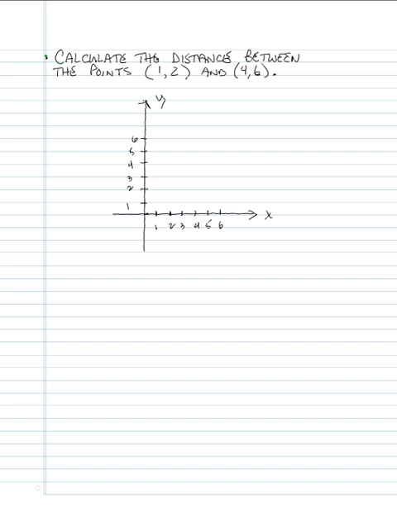And if we look at (1, 2), that's a point that's right here, and (4, 6) is a point that's right here. So we want to know the distance between those 2 points, which is equivalent to calculating the length of this line segment. Okay? And so let's call the length of that line segment d for the distance between those 2 points.